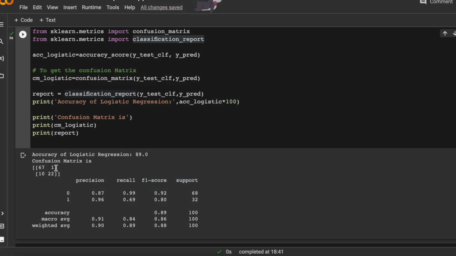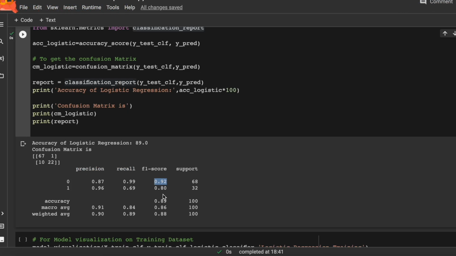Precision is basically how precise we are. For example, for class 0, it means we predicted 0 for 67 and 10 points, so how many of those times was the actual value also 0? 67 divided by 67 plus 10 is the precision, which is 0.87. The recall is 67 divided by 67 plus 1, which means out of all the 0 examples, how many times we were able to predict correctly. That is 67 by 68, which is 0.99. The F1 score combines both precision and recall in some way, and that you also get over here.